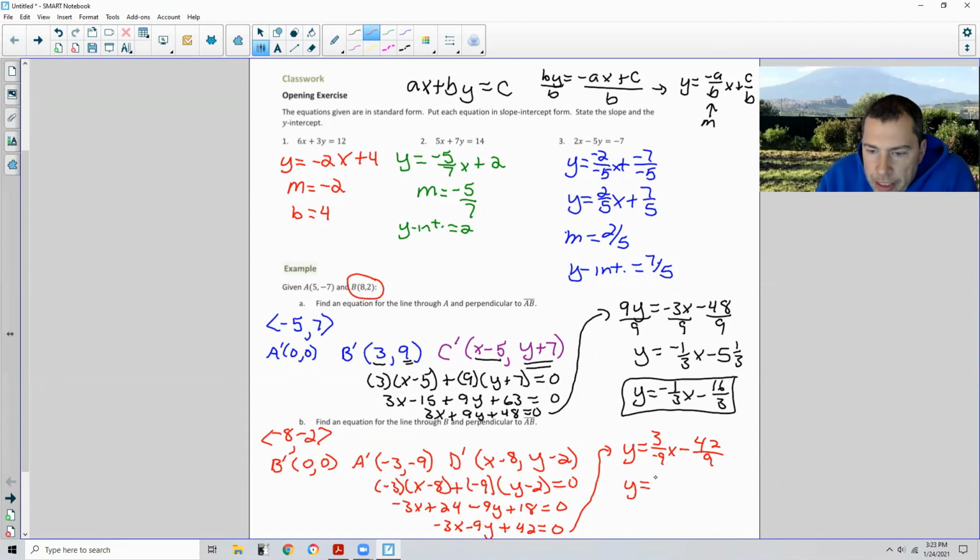Simplify that, and we get negative 1/3 x, and 9 times 4 is 36 with a remainder of 6. So this can reduce. 3 will go into 42, 3 will go into 9. 3 goes into 9 3 times. 3 goes into 4 once, 3 goes into 12 4 times. So it's 14/3 for my b, negative 14/3. So y equals negative 1/3 x minus 14/3.